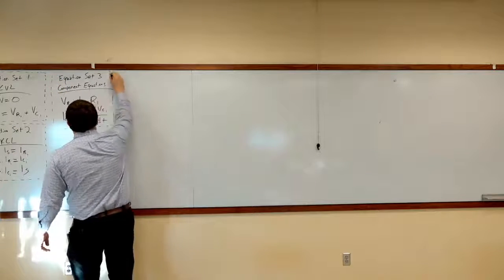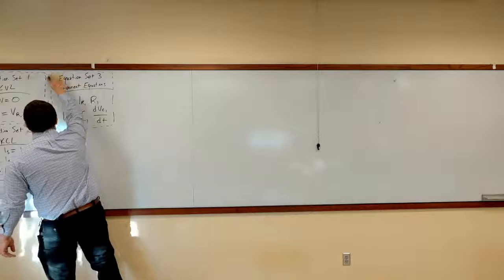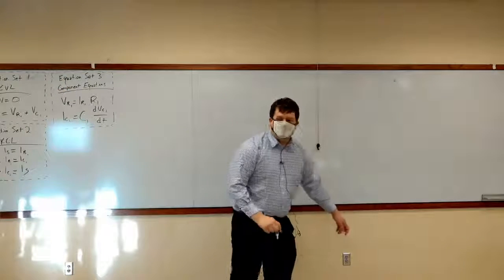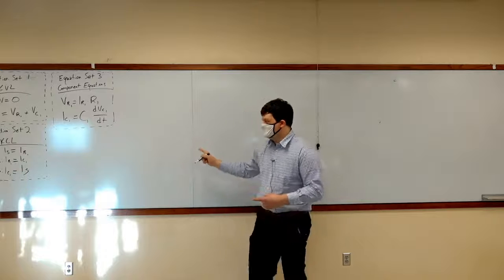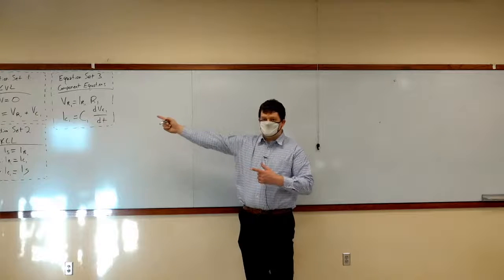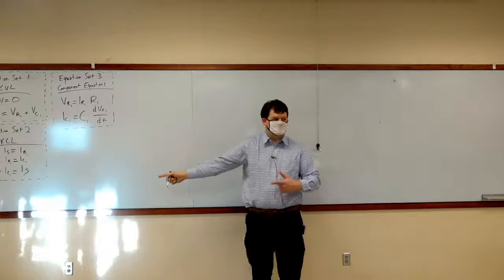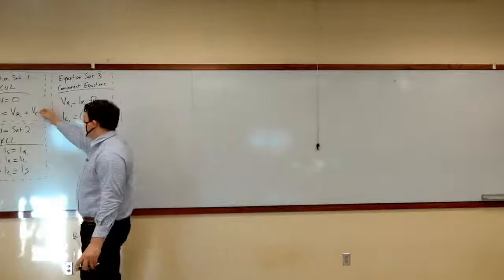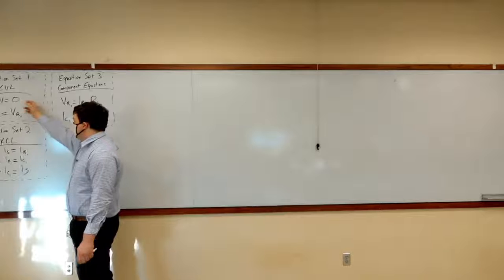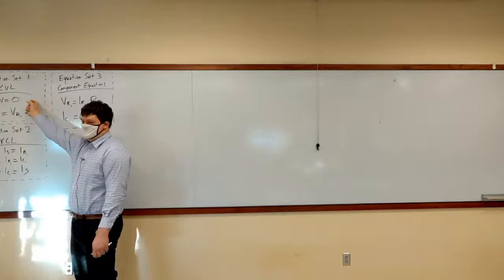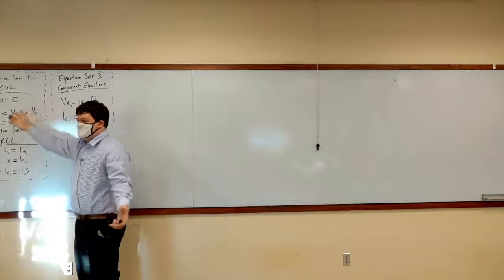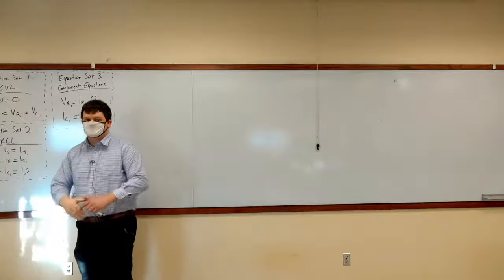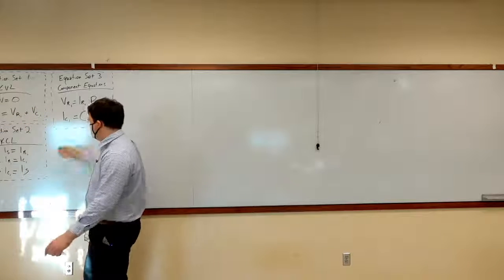Now, for every single circuit system we solve, you will always have those 3 equation sets. Equation set 1, KVL. Equation set 2, KCL. Remember, this one is the law of conservation of energy. Energy in has to equal energy out. That has to be true for every physical system. It's a physical constraint on every system.